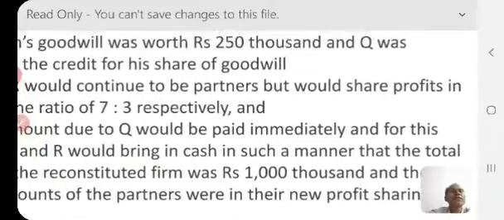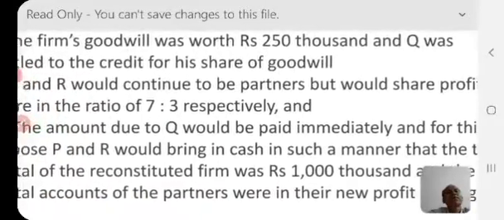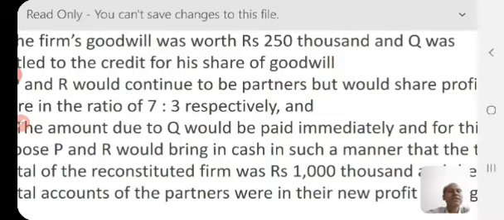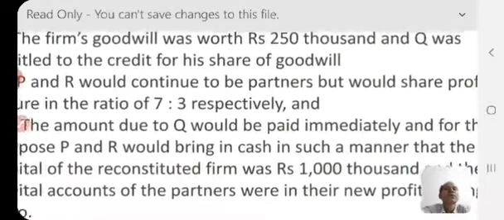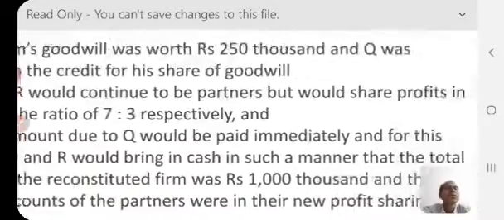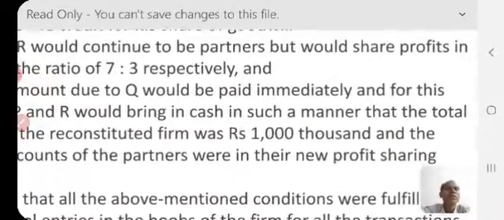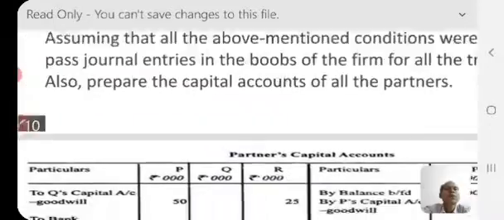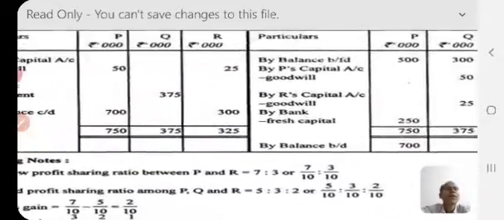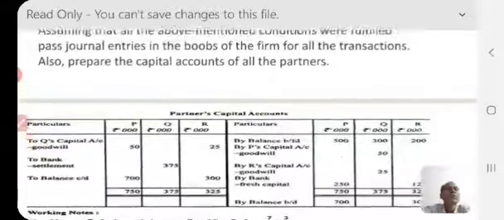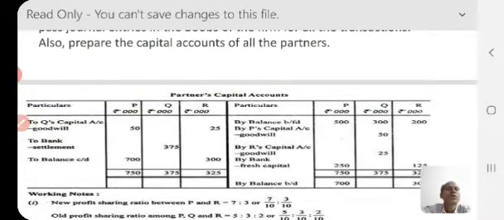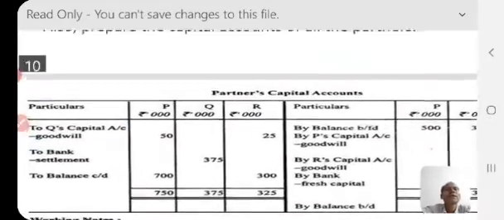So that, by taking all the conditions and adjustments, we should pass the journal entries, and should prepare the capital accounts, not journal entries, but prepare the capital accounts, and also have to see the working notes.